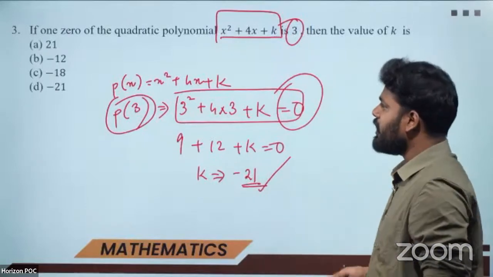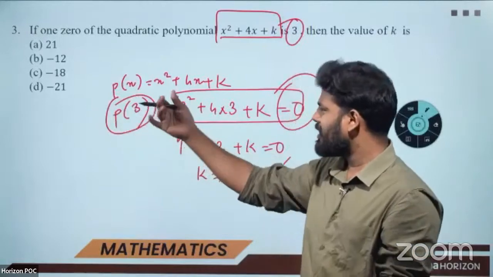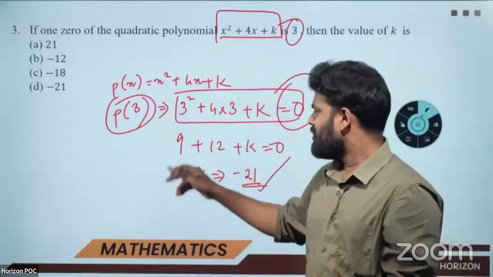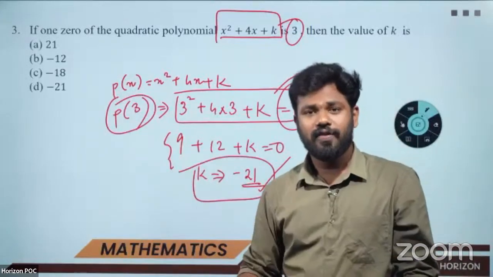Okay, so can we move to the next one? The third question is a very easy type question because it's just one or two steps maximum. You can decrease the number of steps. You don't need this much calculation. You can directly even write this k is equal to negative 21, right?